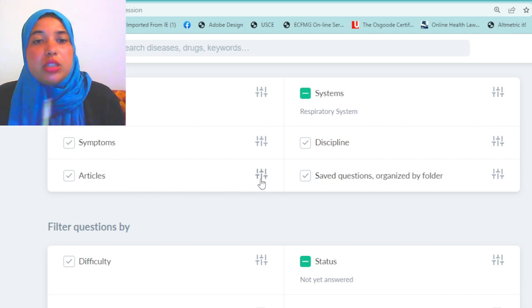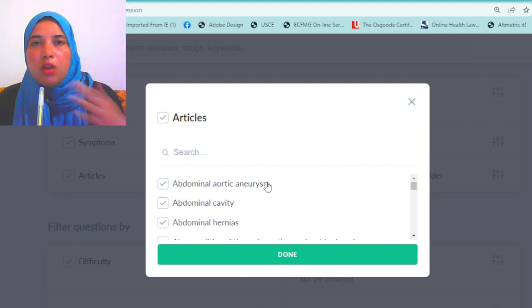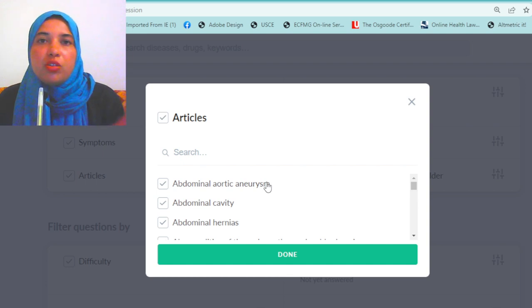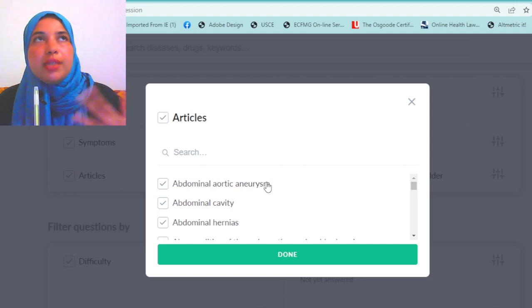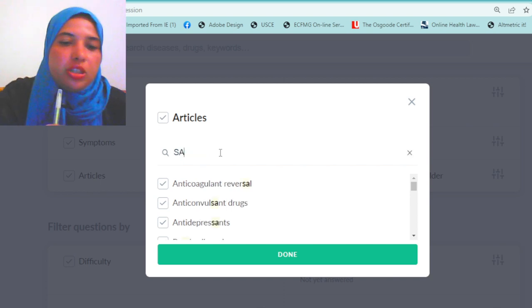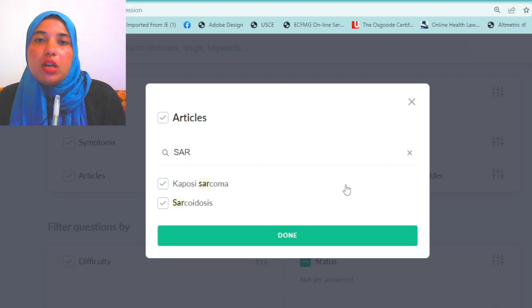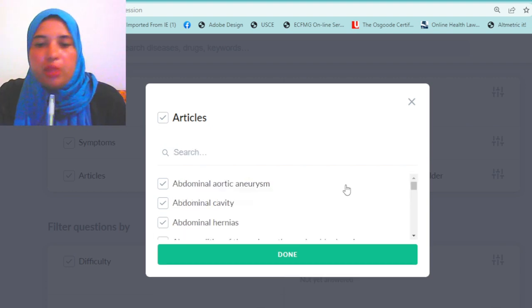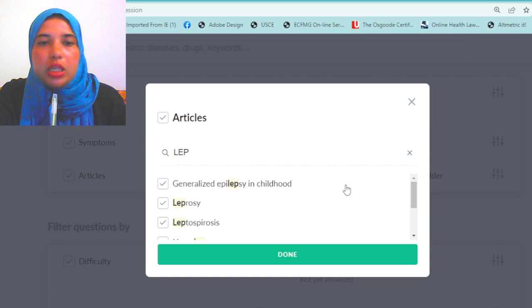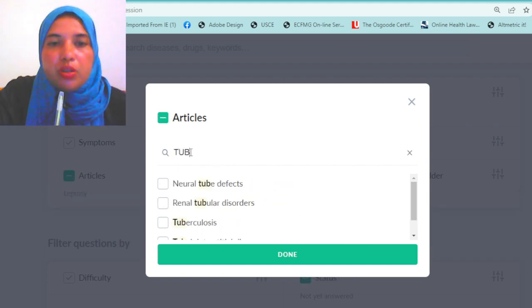The other thing that I found to be really nice is articles. So if you know a specific topic that you are weak in or you want to improve in, you can also set a certain number of articles that you want to have questions for. Say you're studying respiratory and you're having issues with sarcoidosis, for example. You just search for it there, select sarcoidosis, and it will only question you on sarcoidosis, right? Say you're studying micro, and you're confused between leprosy and TB. You can select leprosy here, and then you can also select tuberculosis, for example.